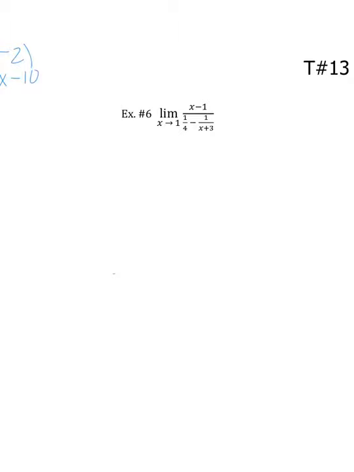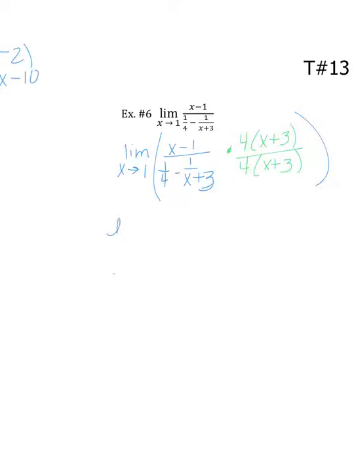1/4. And so I'm going to multiply by 1/4 minus 1 over x plus 3. So what are my denominators? My denominators are 4 and x plus 3, so this time I'm going to multiply by 4 times x plus 3. And so when I multiply, what do I end up getting?